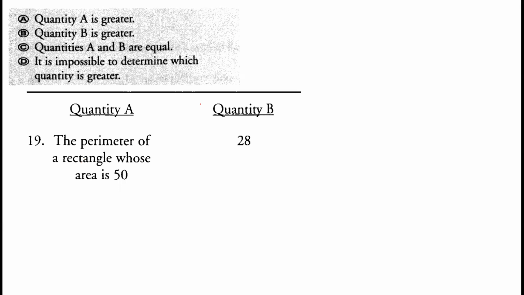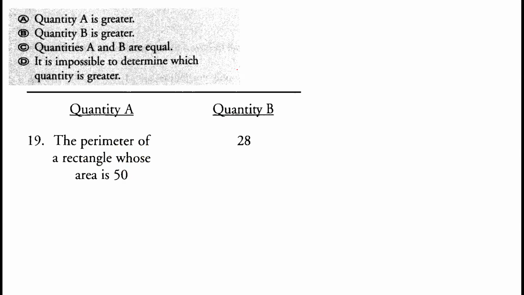One fact is, for a given perimeter, the rectangle with the largest area is a square, and for a given area, the rectangle with the smallest perimeter is a square. Now what do you mean by this? Now the perimeter of a rectangle whose area is 50.